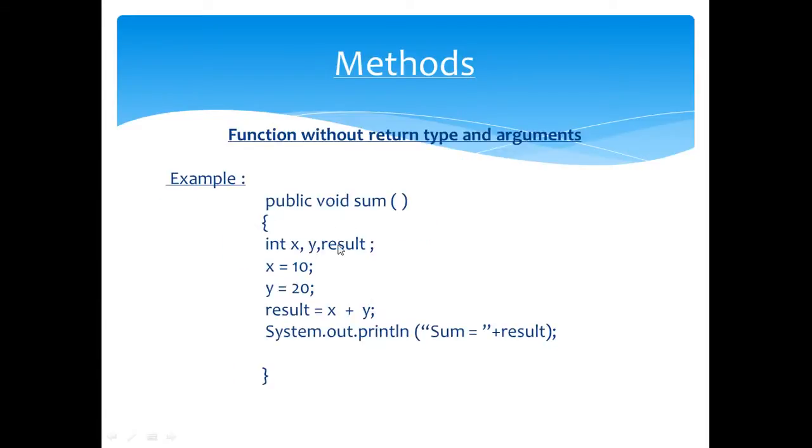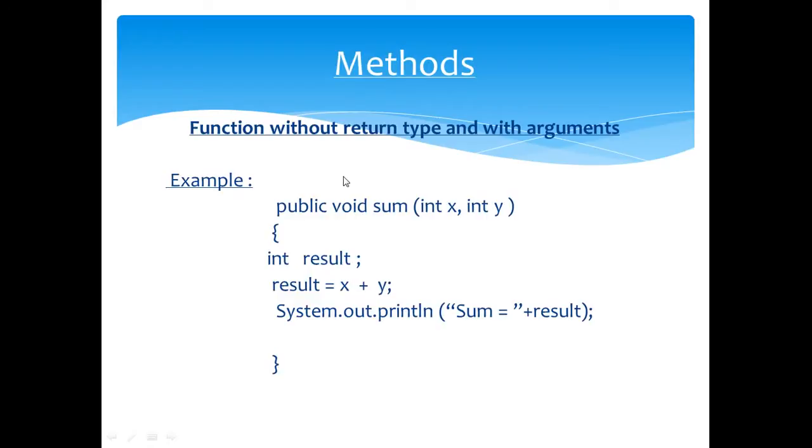Now here is another example that shows a function without return type and arguments. A function without return type means the return type is void. You can see here the return type is void and there are no arguments present. That means the function body is blank here because there are no arguments present for this function. Here I declare three variables x, y and result. I assign two values for x and y and find out the result. Also there is no return statement present here because the return type is void. That's why I print the result here.